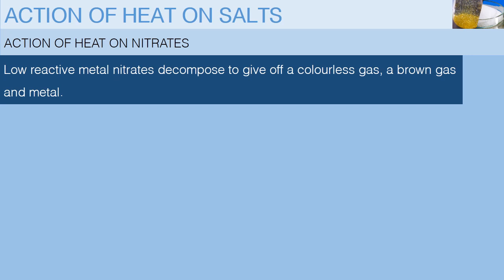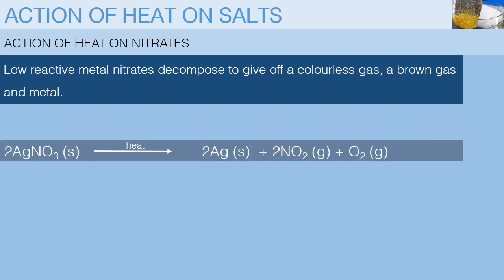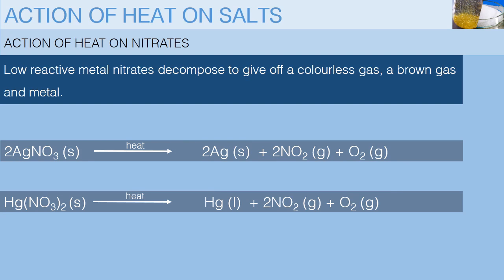And finally, metals that are low in the reactivity series form nitrates that decompose to give off a colorless gas, a brown gas, and a corresponding metal. For example, silver nitrate decomposes on heating to give silver metal, nitrogen 4 oxide, and oxygen gases. In a similar way, mercury nitrate decomposes to give mercury plus nitrogen 4 oxide gas and oxygen gas.